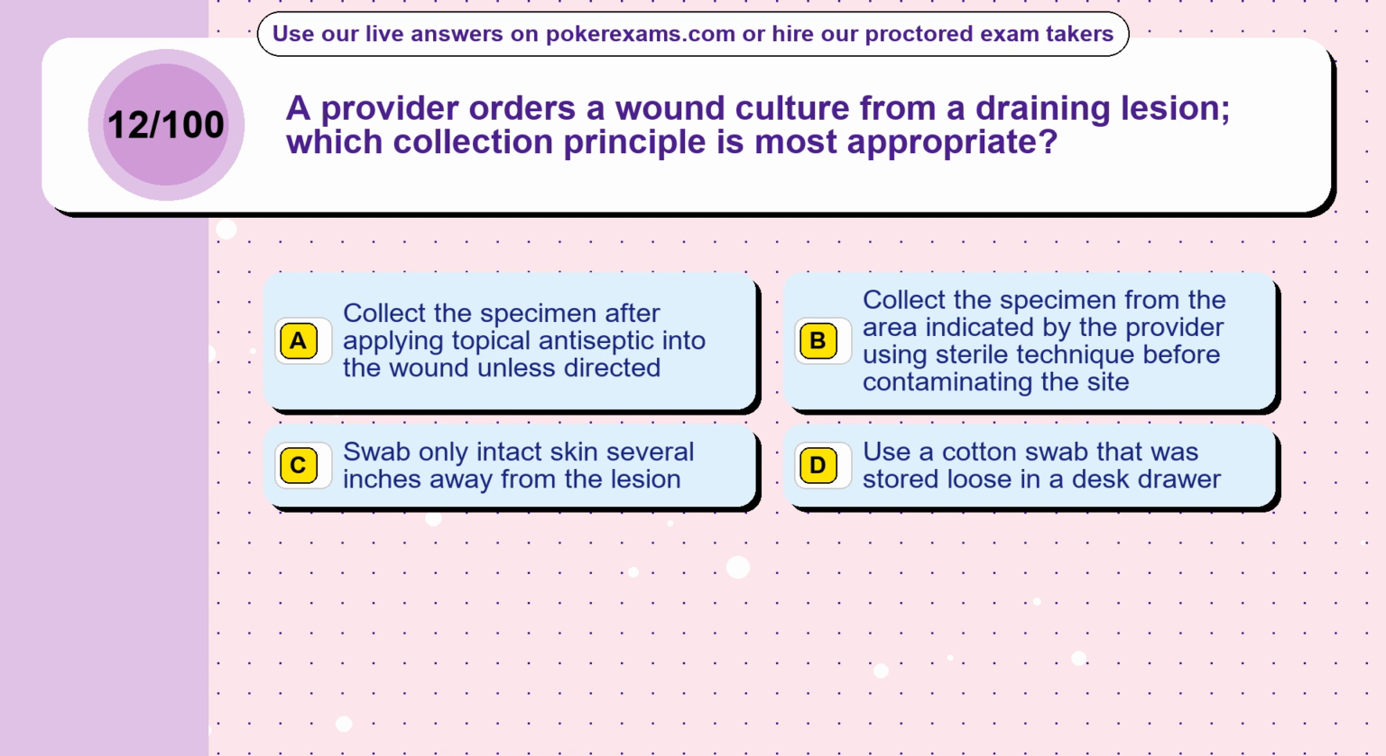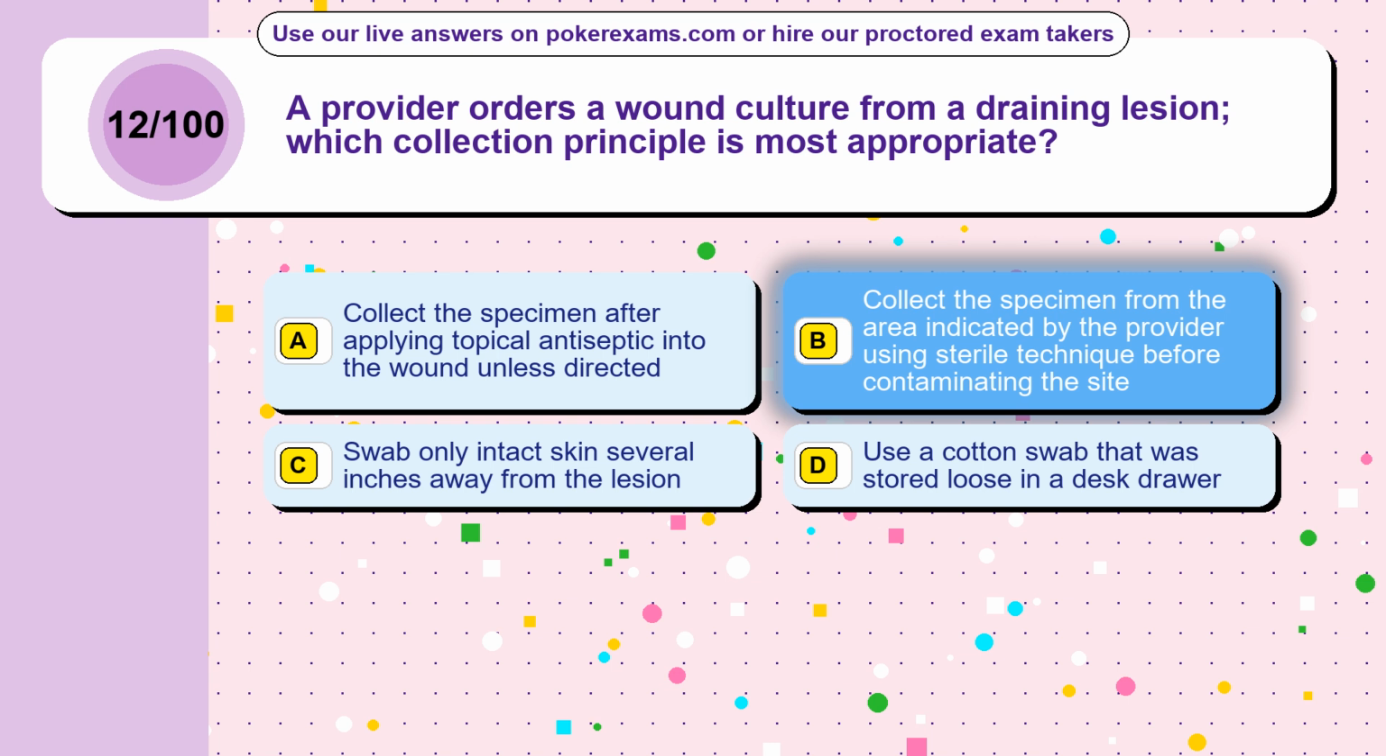Option B. Collect the specimen from the area indicated by the provider using sterile technique before contaminating the site. Option C. Swab only intact skin several inches away from the lesion. Option D. Use a cotton swab that was stored loose in a desk drawer. The correct answer is option B.